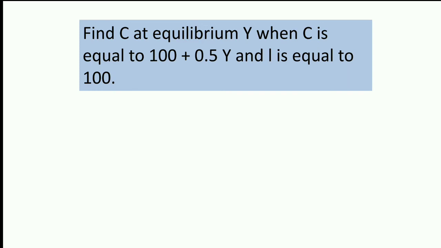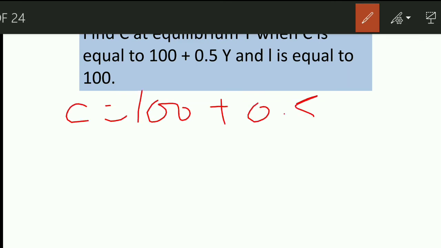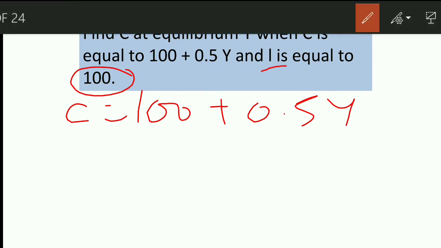It is saying that find C at equilibrium Y when C is equal to 100 plus 0.5 Y and I is equal to 100. Okay. So this question is also very easy. You have to directly use the formulas that we discussed at the beginning. C is given here as 100 plus 0.5 Y, and then one more thing is given to you. Investment I is given to you as 100, and we have to find the value of C.